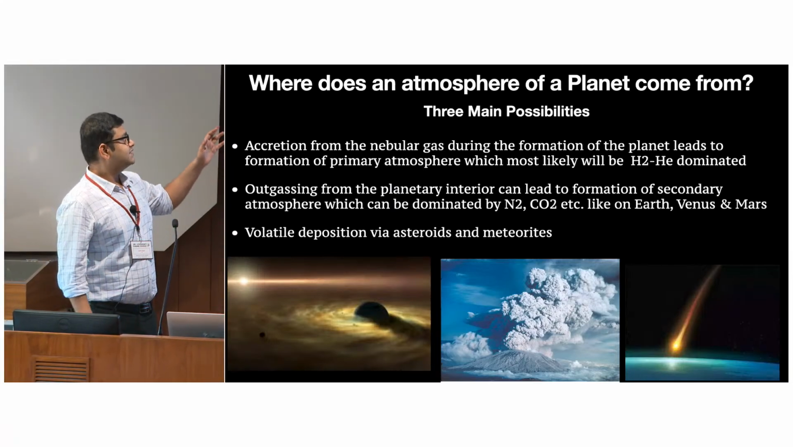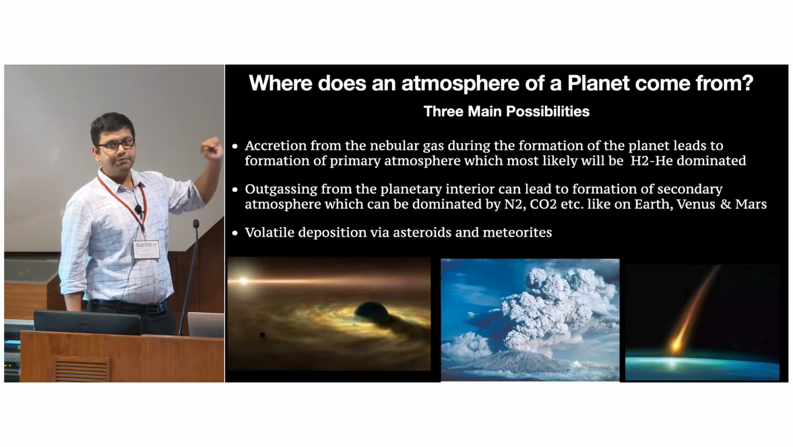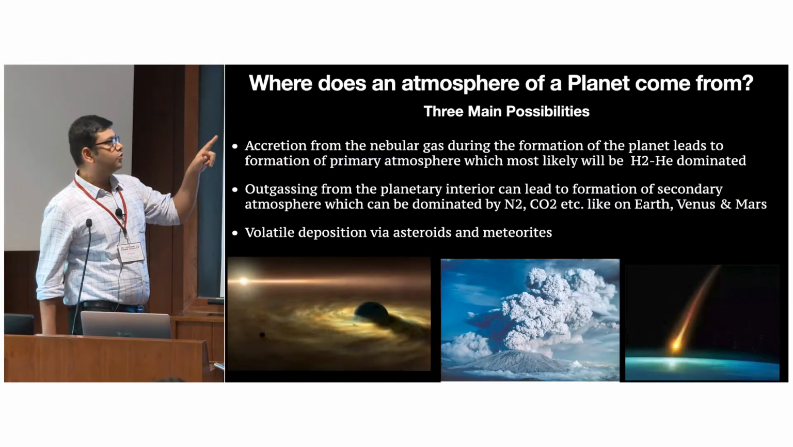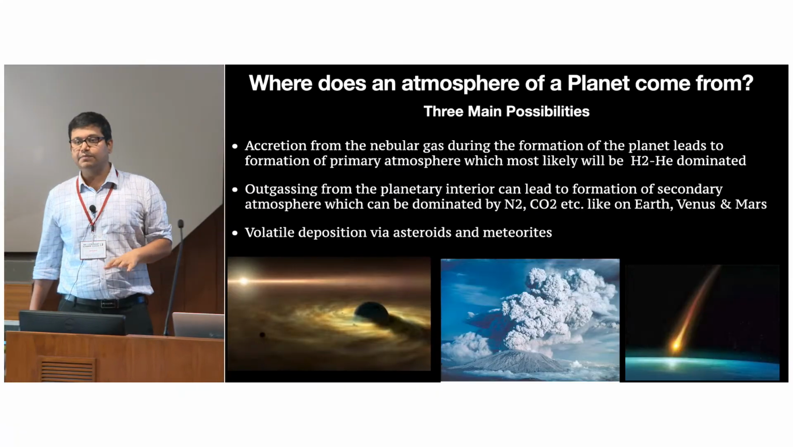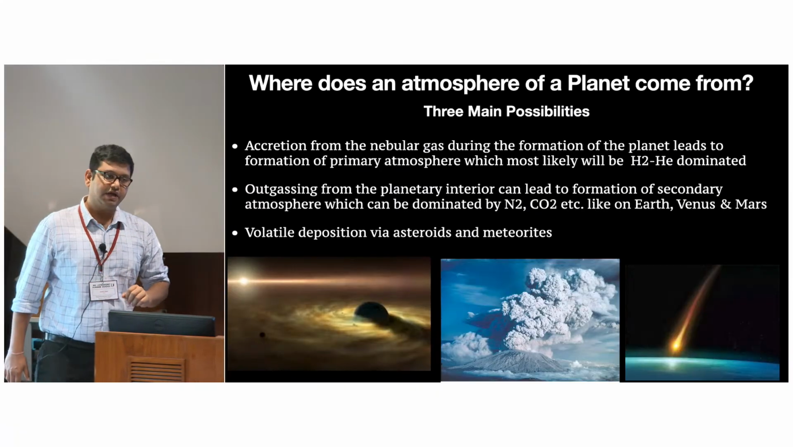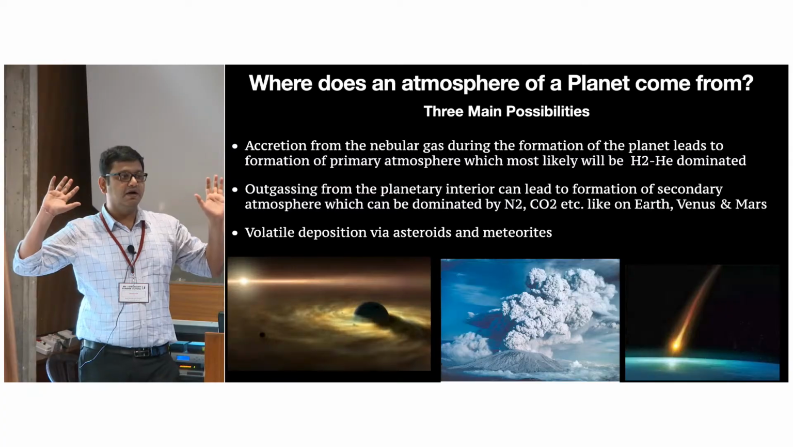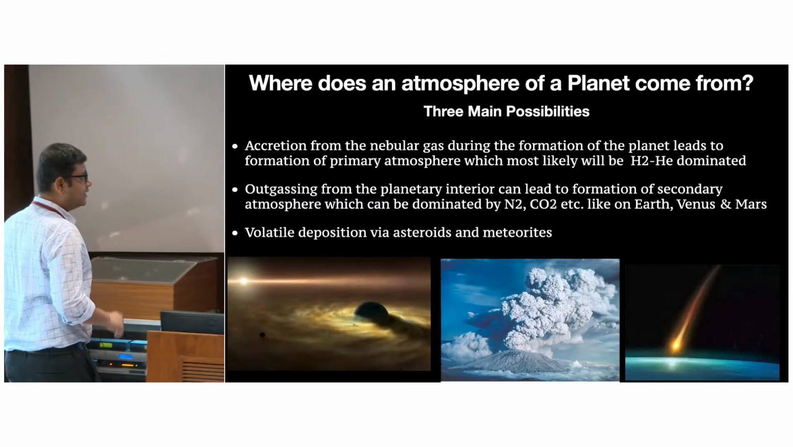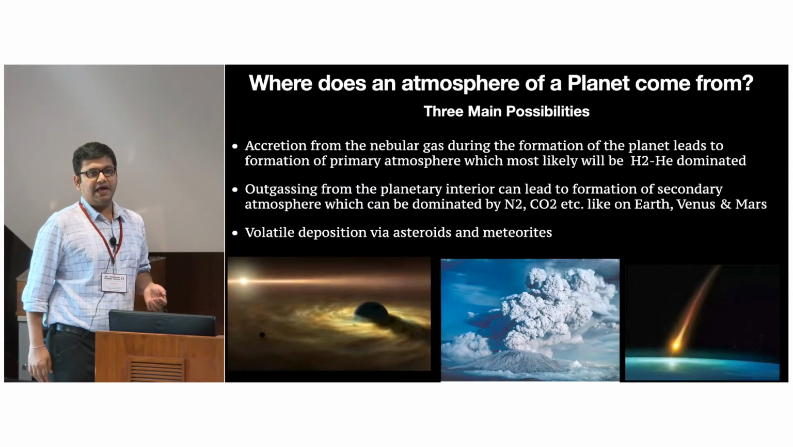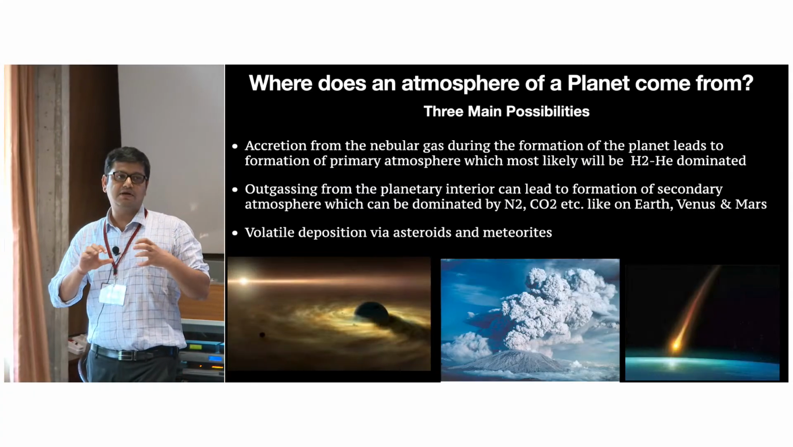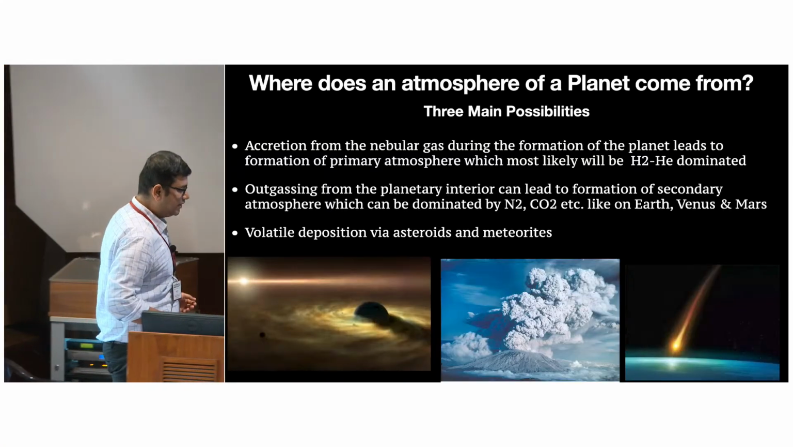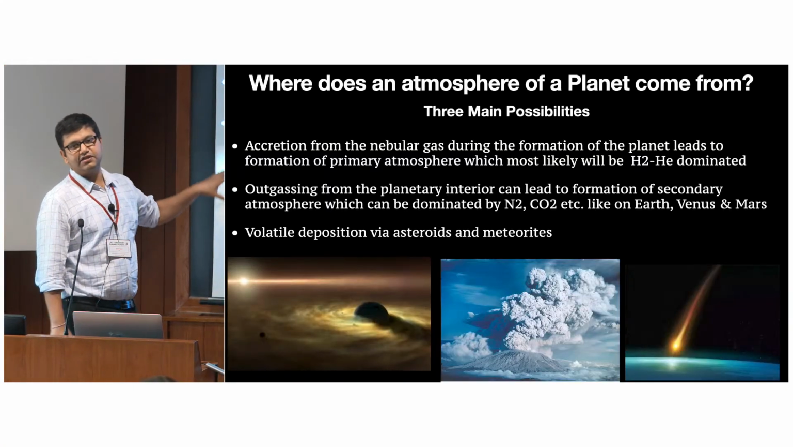First is accretion from the nebular gas during the formation of the planet, which leads to the formation of a primary atmosphere, which most likely will be hydrogen and helium dominated. Okay, so when stars and planets are forming from the nebula, initially there is an abundance of hydrogen and helium, and that is what the planets will take over. So the first atmosphere, which is called the primordial atmosphere, will be hydrogen and helium dominated. Generally that is the case.